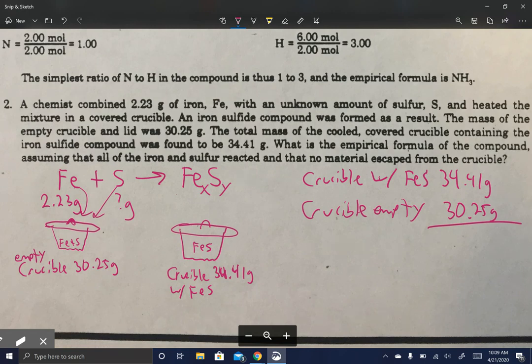34.41 minus 30.25. I get 4.16 grams. What does that tell me? That is the mass of FeS inside the crucible. So in here, the mass of FeS is 4.16.